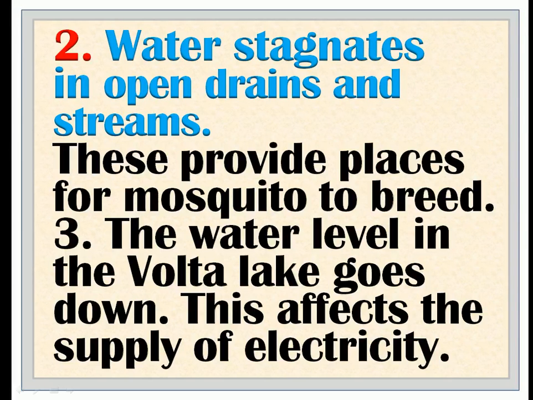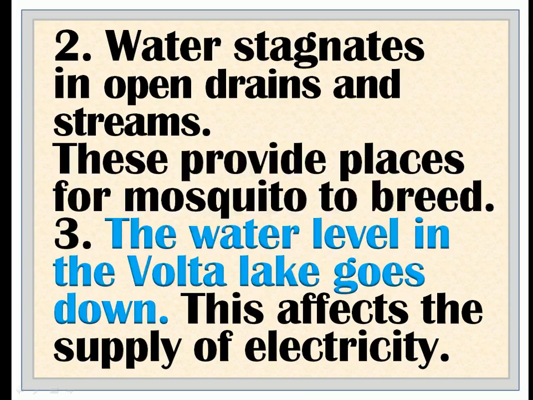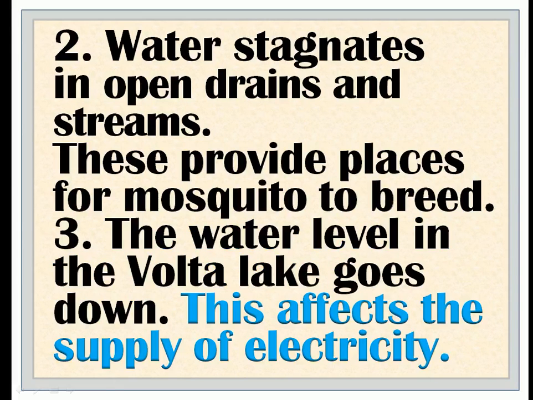2. Water stagnates in open drains and streams. These provide places for mosquitoes to breed. 3. The water level in the Volta Lake goes down. This affects the supply of electricity.